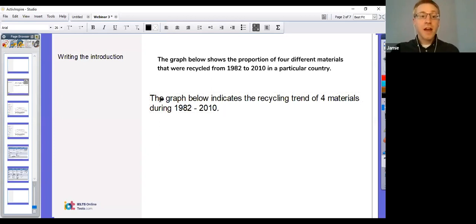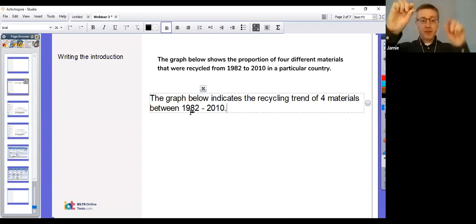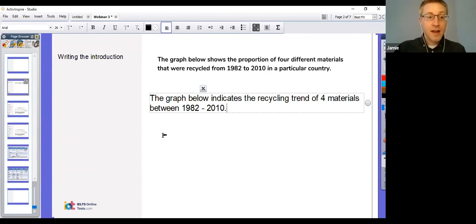My only issue here would be this word, during. I wouldn't necessarily use during. I would use a different time marker, such as between or from. During is fixed. So you could say during 1982, but because you're describing from 1982 to 2010, you must use a word like between. Okay, excellent.